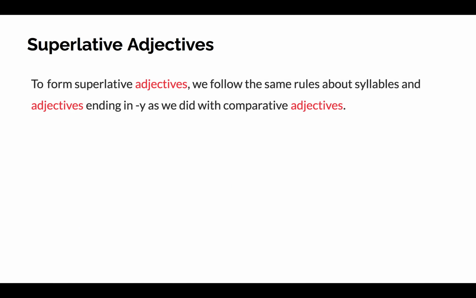Superlative adjectives. To form superlative adjectives, we follow the same rules about syllables and adjectives ending in y as we did with comparative adjectives. Let's look at some examples. Becky is the tallest girl in class. This superlative adjective is made by adding the before the adjective and changing the form by adding the suffix est, turning the base form tall into tallest.